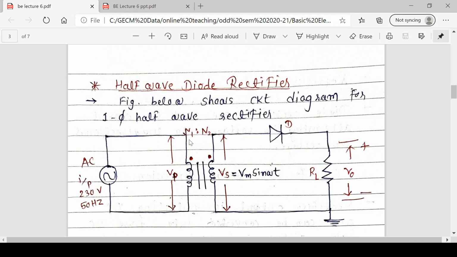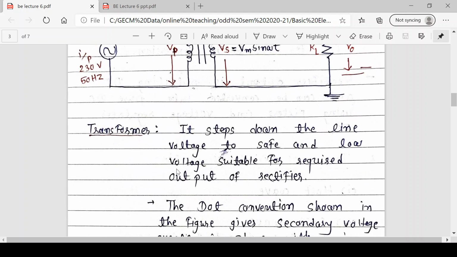Going into detail, you need to just recall the function of transformer, what it does. Basically, transformer can step up or step down the voltage, but in rectifiers, generally it will step down the voltage. So it steps down the line voltage into safe and low value voltage suitable for diode operation as well as rectifier output requirement. Suppose you require 15 volt output, 20 volt output, 50 volt output, then you have to naturally step down the AC voltage. So transformer in this case will generally step down the voltage.